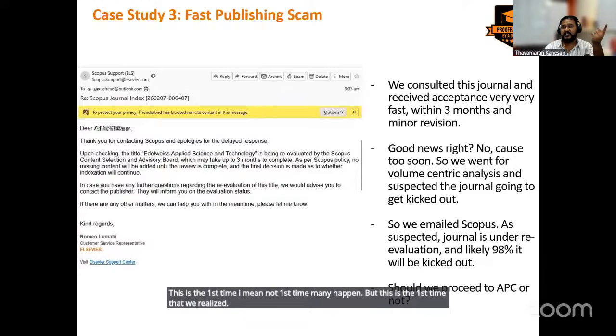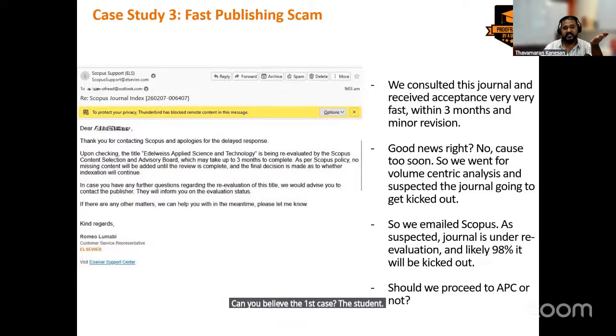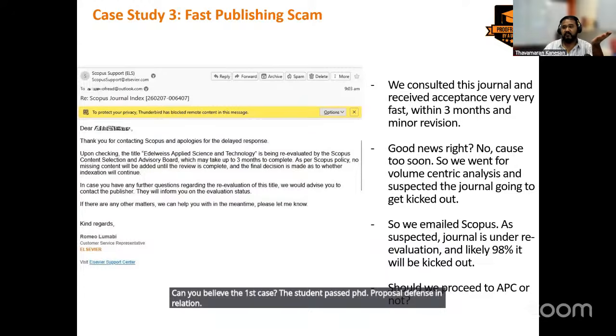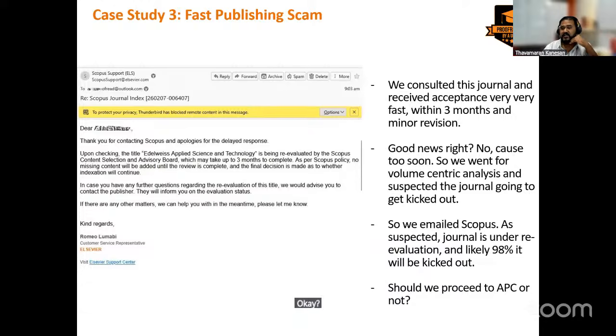Can you believe the first case, the student passed PhD proposal defense in Malaysian University with 21 fake references out of the proposal? So are you going to tell me that journal reviewers bother? University also never bother. Okay, lesson need to double check references.